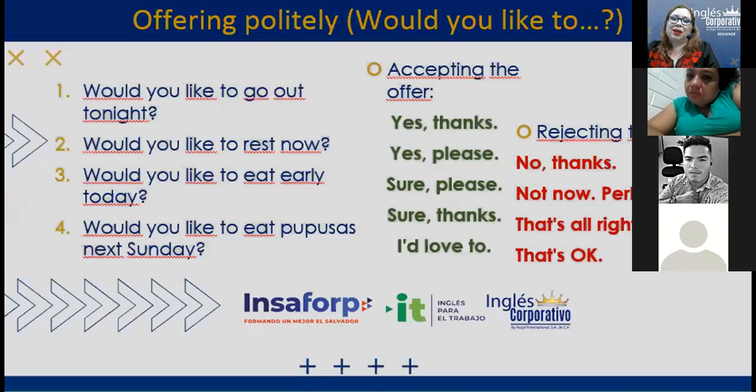Oh, I'm so sorry, guys, because I'm alone with my little girl of 4 years old, and she's locking the door, right? So it was like, I'm sorry.